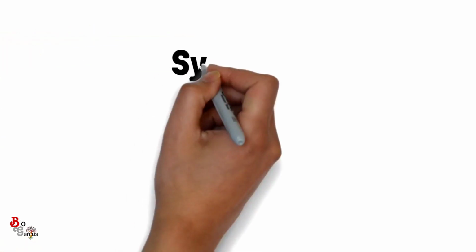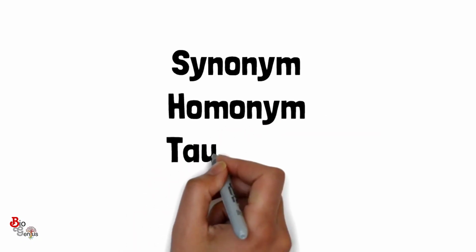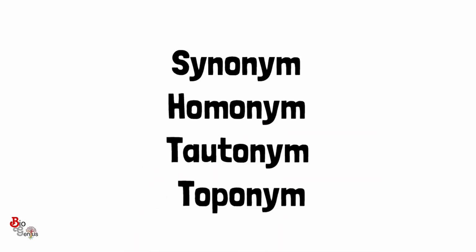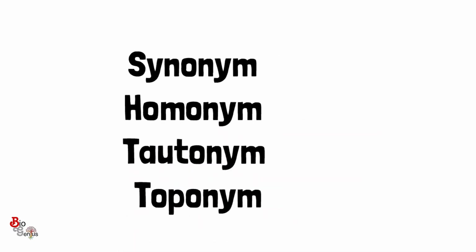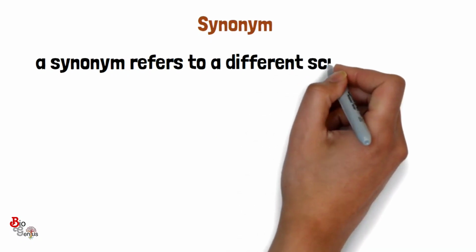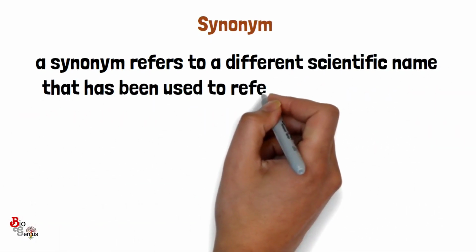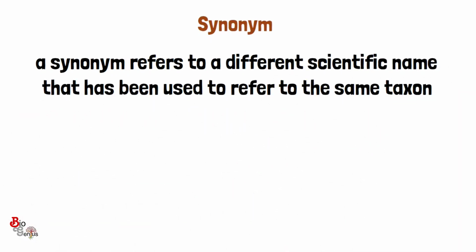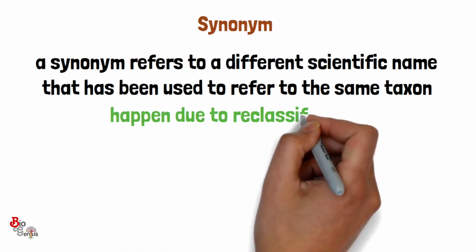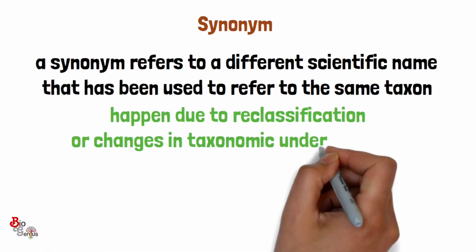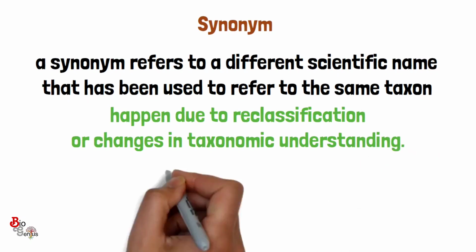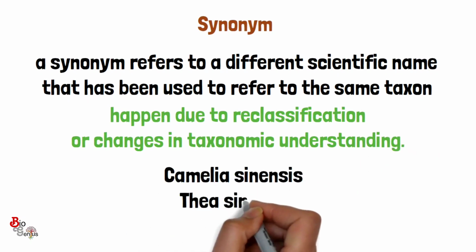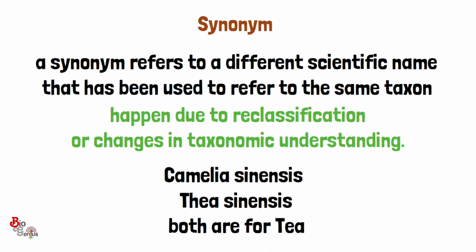Now, with respect to binomial nomenclature, we have to know about synonym, homonym, tautonym and toponym. Synonym. In biological nomenclature, a synonym refers to different scientific names that have been used to refer to the same taxon. It can happen due to a reclassification or changes in taxonomic understanding. For example, Camellia sinensis and Thea sinensis both are for tea.